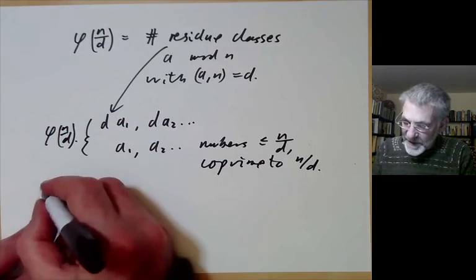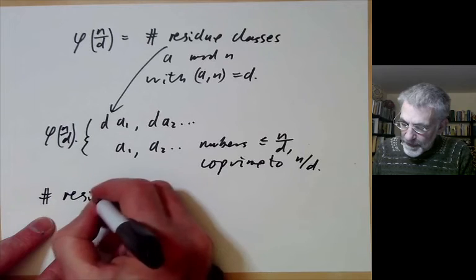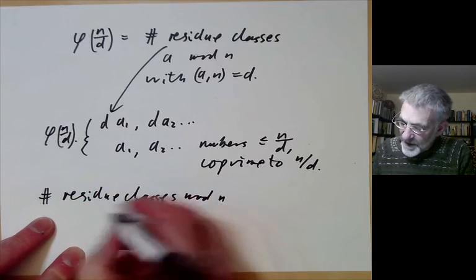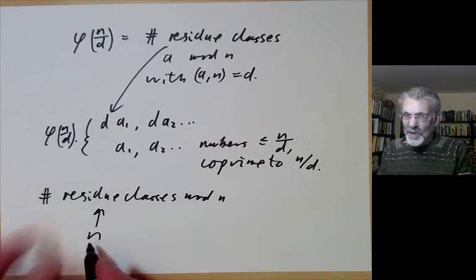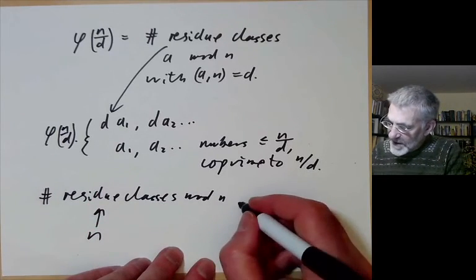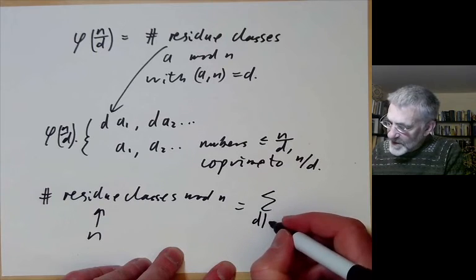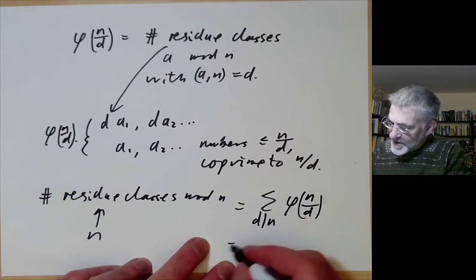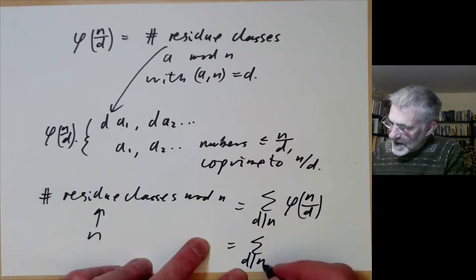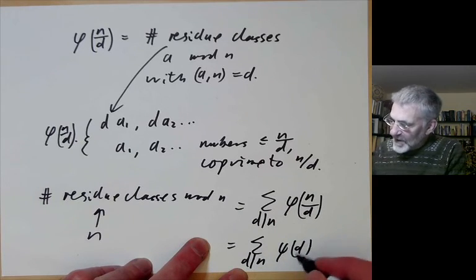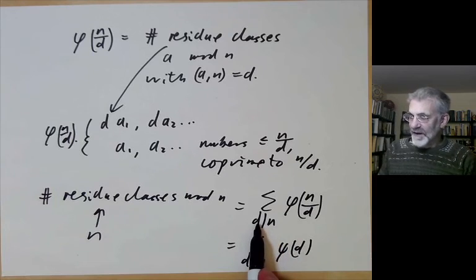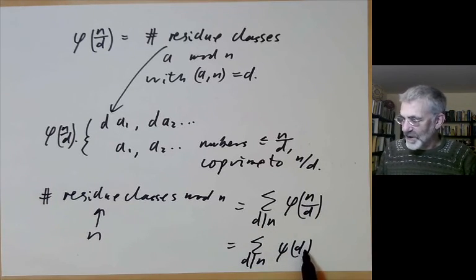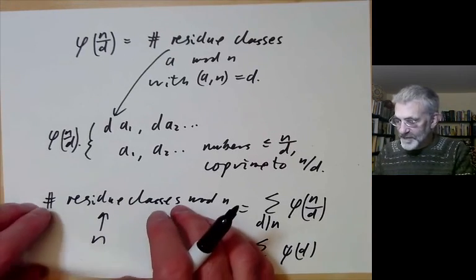So the total number of residue classes mod n, and the number of residue classes mod n is of course just n, is just equal to the sum over all numbers d dividing n of phi of n over d. And this is just the same as the sum over d dividing n of phi of d, because you can just change d to n over d. As d runs through the divisors of n, n over d also runs through the divisors of n.